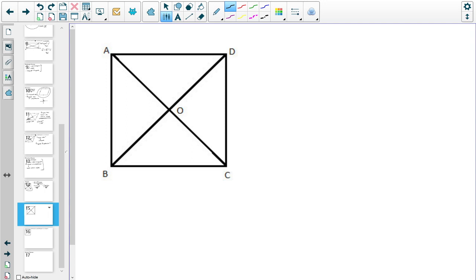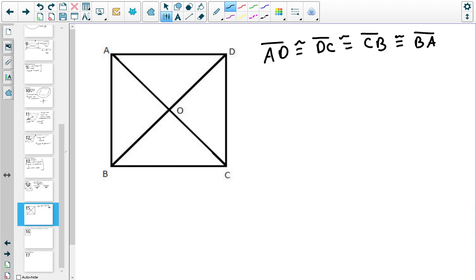So let's look here for an example. Just some information we can get. We can say, well, we know all the sides are congruent, so AD is congruent to DC, congruent to CB, congruent to BA.